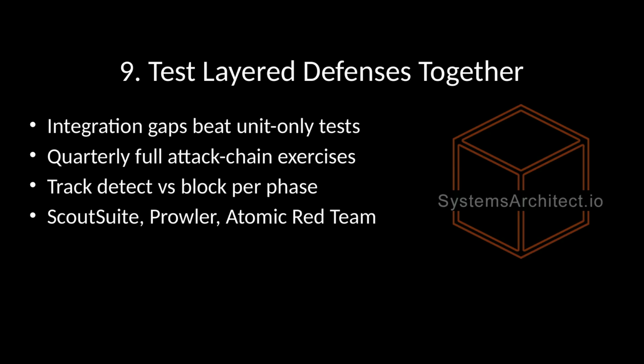Controls that pass unit tests can still leave gaps when decode order, autoscale placement, or rule interactions misalign. Quarterly red team style chains from recon through exfiltration show which layer detects and which blocks each phase. Anything neither detected nor blocked is a hole. Map cases to MITRE ATT&CK in tools like Atomic Red Team.